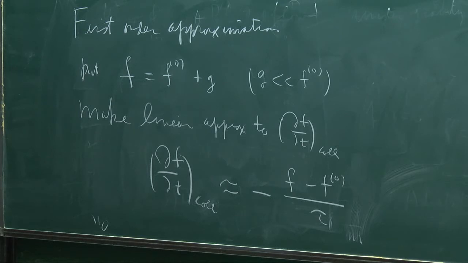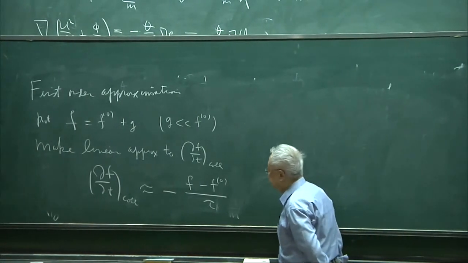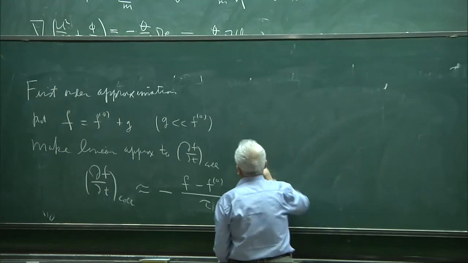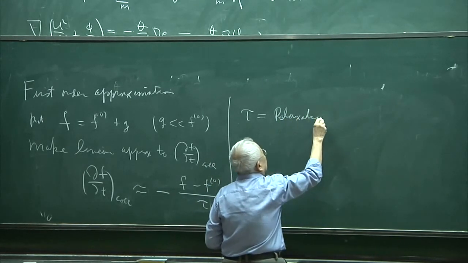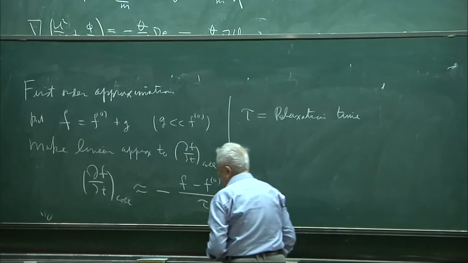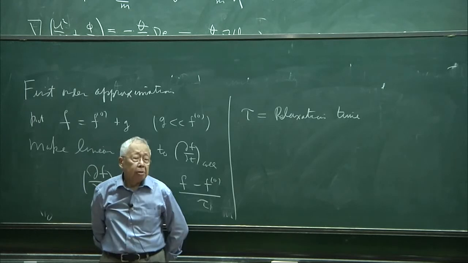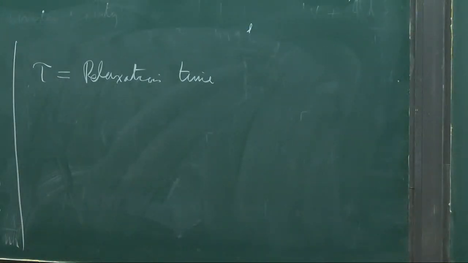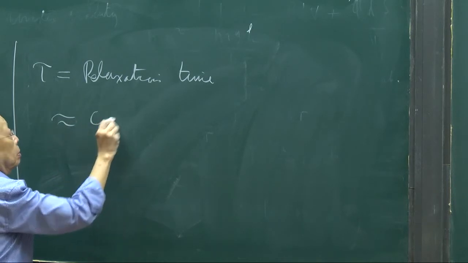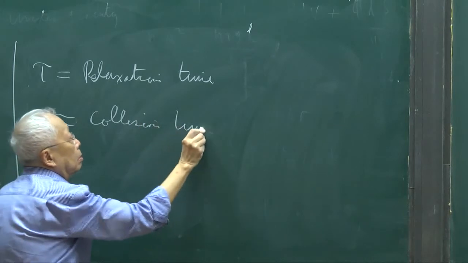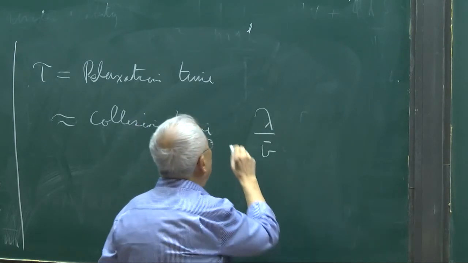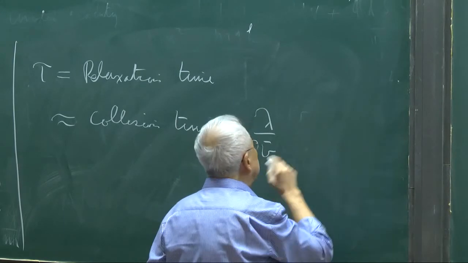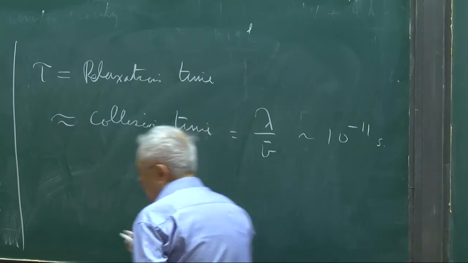This makes the Boltzmann equation linear. And it's a very useful approximation, and it's qualitatively correct. But tau is the relaxation time. It's a time over which the system approaches equilibrium. And it should be of the order of the collision time, which, as you recall, is the mean free path divided by the average velocity, which is about 10 to the minus 11 seconds for average conditions.